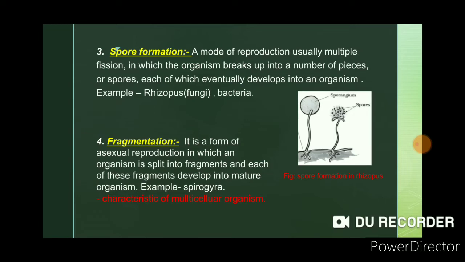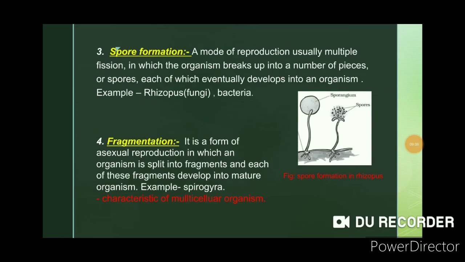Now again, spore formation is basically a type of multiple fission. In this, the parent organism develops a layer, as you can see, so this is spore formation in Rhizopus. The parent organism develops a layer in which the sporangium, which is shown in the figure, divides into multiple pieces or spores. When favorable conditions appear, this outer layer, which is known as the cyst, breaks and spores are released into the air. Now when these spores land on a surface, they grow into a new adult.